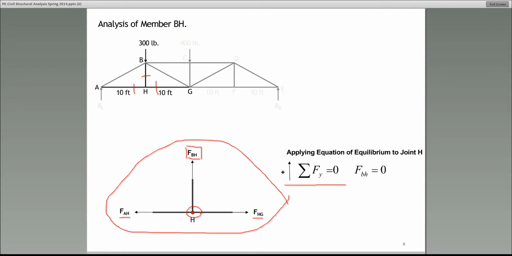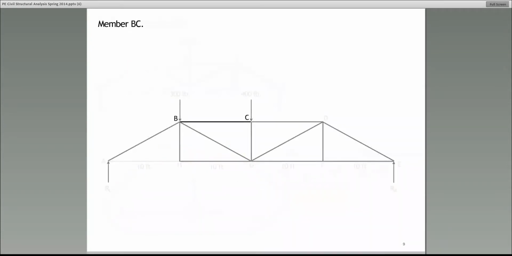All right. Some of you may ask, well, let's look at the truss up here. If BH, this member, is a 0 member, which means it's not capable of resisting or carrying any loads, well, then what happens to that 300-pound force that's acting in the vertical direction at B? Well, please pay attention. That 300-pound force will be reacted upon by the Y component of these inclined members, AB and BG. All right, let's move on.